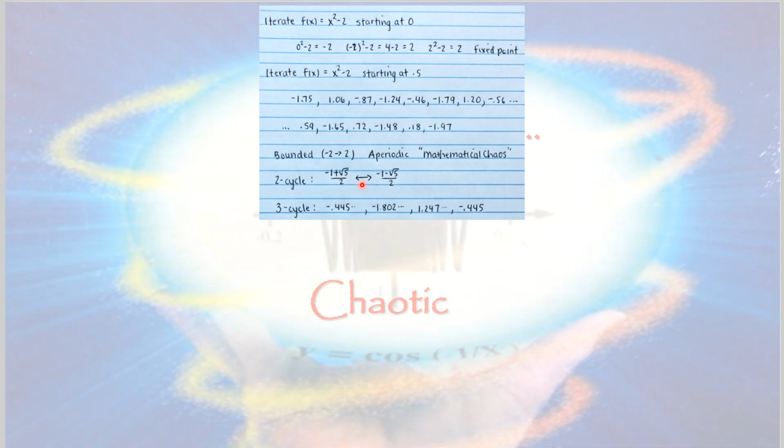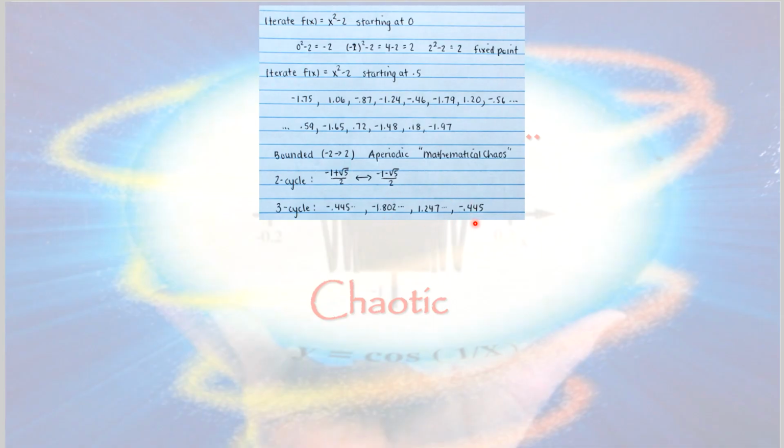More importantly, it has a 3-cycle, 3 numbers that rotate around. The precise values are very messy, but approximately negative 0.445. If you square that, subtract 2, you get about negative 1.802. Square that, subtract 2, 1.247. Square that, subtract 2, you're right back to negative 0.445.